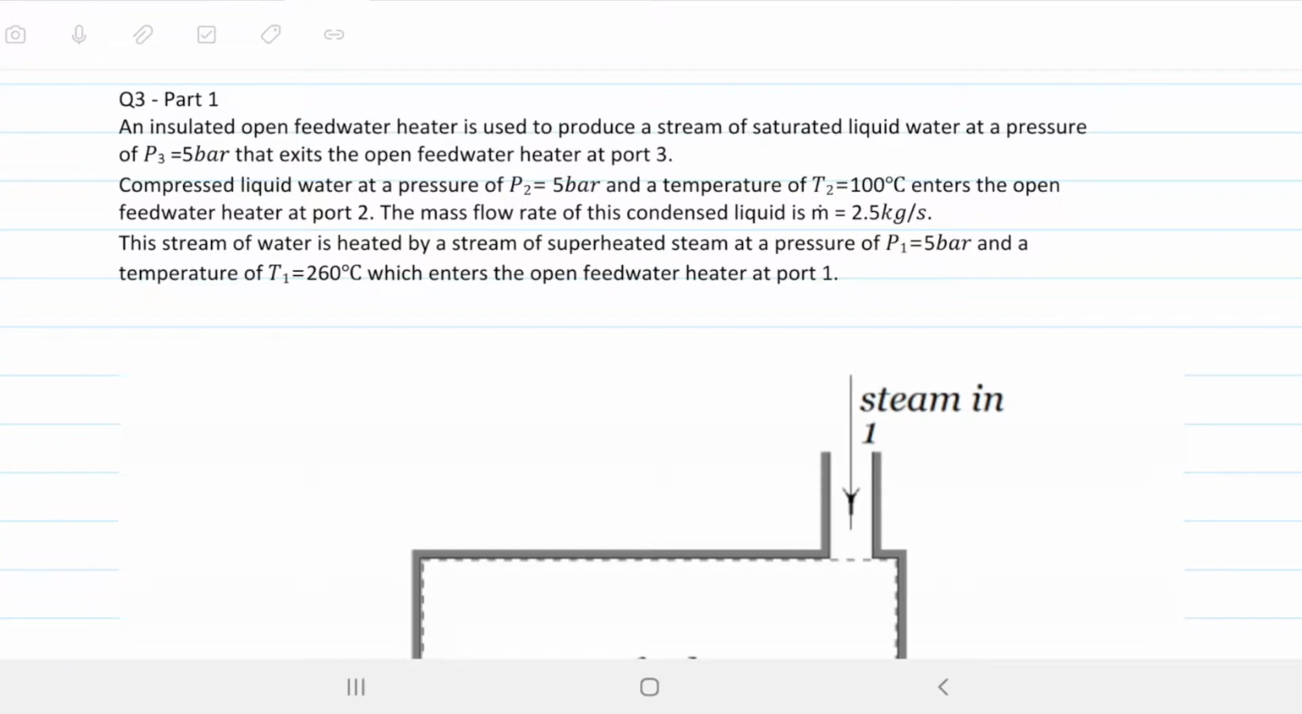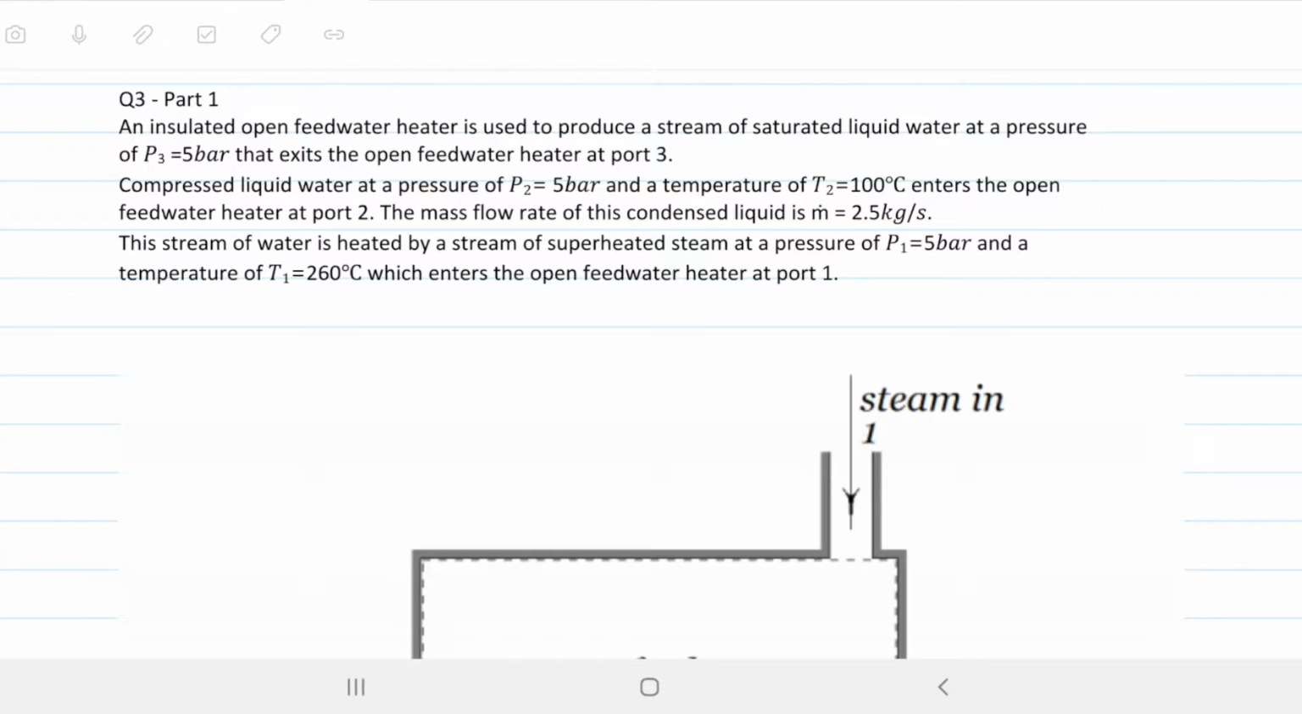We are continuing the 2021 exam on thermodynamics. This is question 3, part 1, because question 3 also has a part 2, which is actually a completely independent question. So we call it question 4, but the original title is question 3, part 1. And it reads like so.